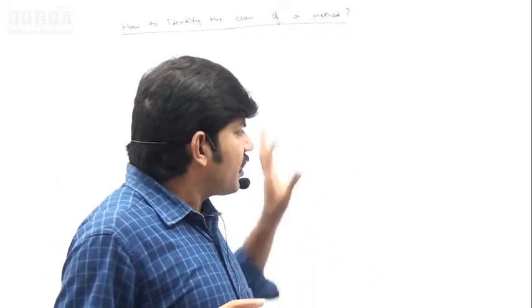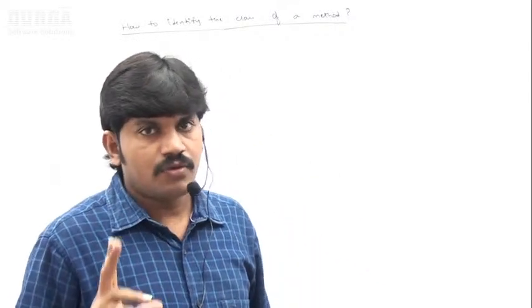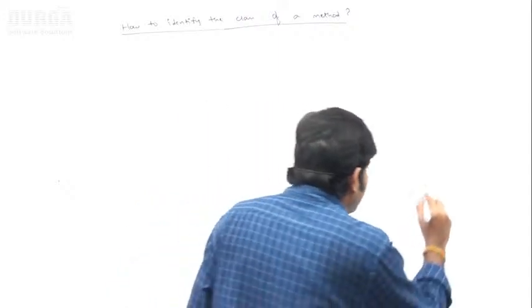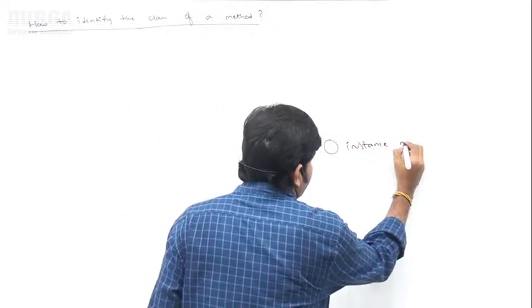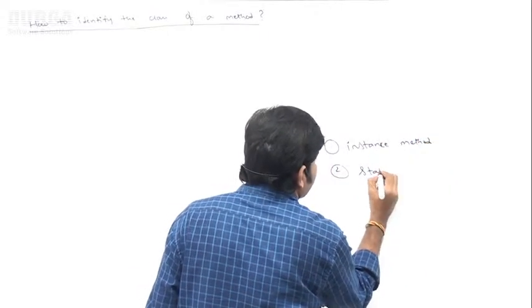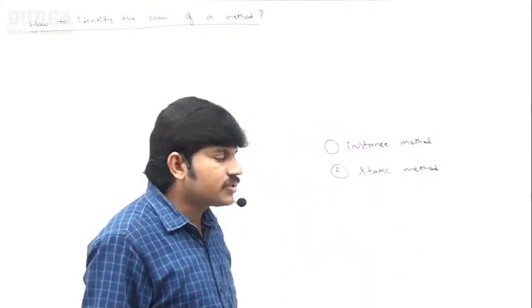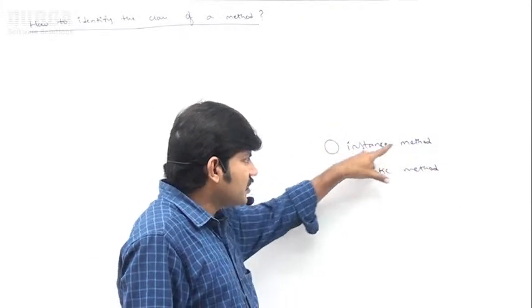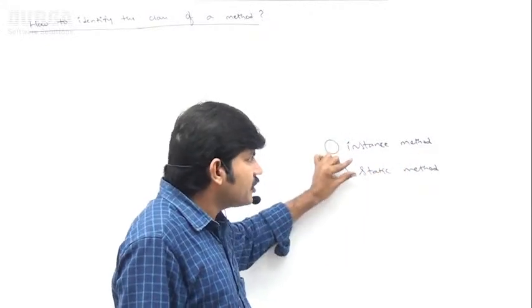Before talking about this, you should have the basic idea. In Java, we have two types of methods. The first is the instance method. The second is the static method. Some people use the words non-static method and static method, some people say instance method and static method.